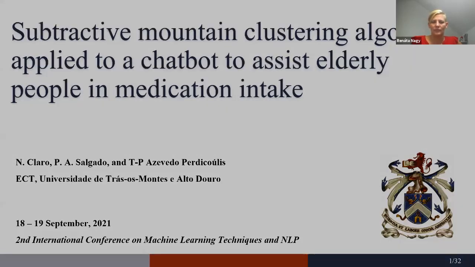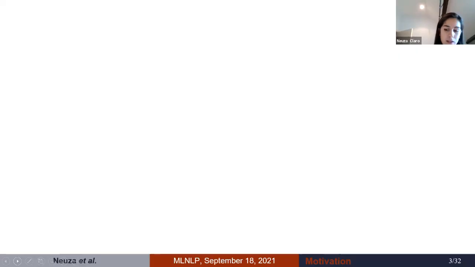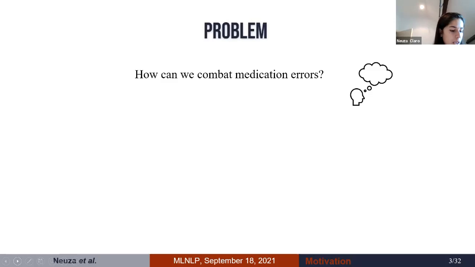Okay. So this work has been motivated by so many mistakes made by elderly people when taking medication. Elderly people often take their medicines at the wrong time as well as the wrong dose. It is also frequent that they confuse the pills. This is easy to happen since they tend to take many different medicines per day. In face of this, the question is, how can you help in sorting this mess? How can you combat these medication errors?